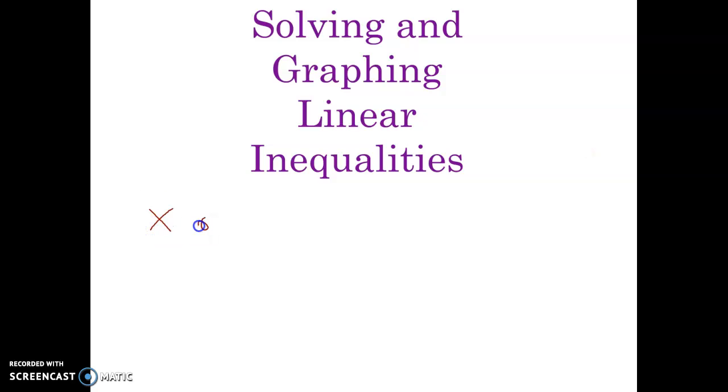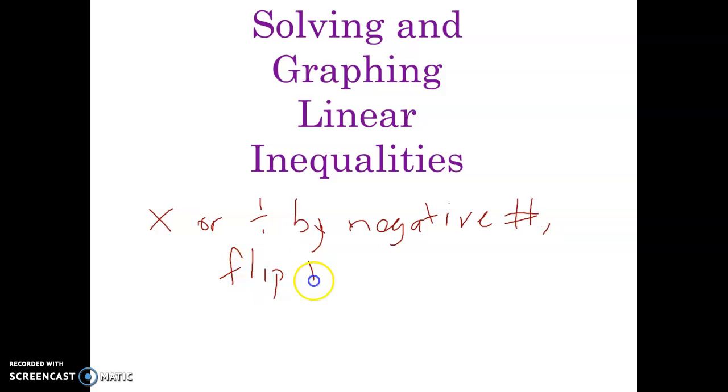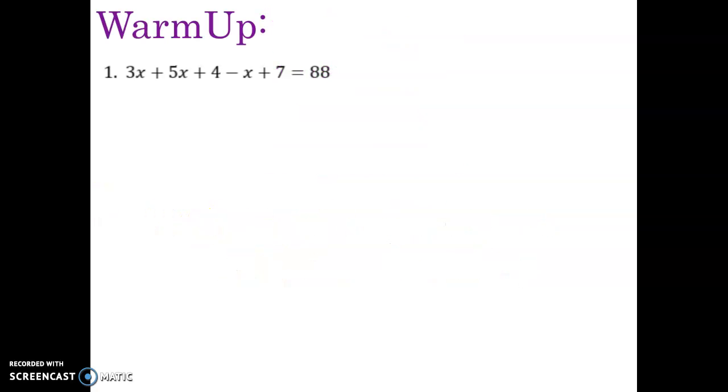Anytime you multiply or divide by a negative number, you have to flip the inequality. If you multiply or divide by a negative, less than will become greater than, and greater than will become less than. You flip the inequality. Make sure you have that rule written on your paper.